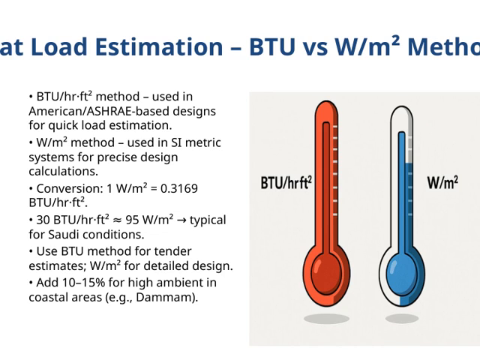In practice, I recommend using the BTU method for tender estimates because it's faster and more straightforward. But for the detailed design, especially when precision matters, the W/m² method is the way to go. And don't forget, in coastal areas like Dammam, where high ambient temperatures and humidity are common, it's wise to add an extra 10 to 15% to your estimates to account for the increased cooling load. Overall, understanding when and how to use each method ensures accurate sizing of HVAC systems and efficient project planning.